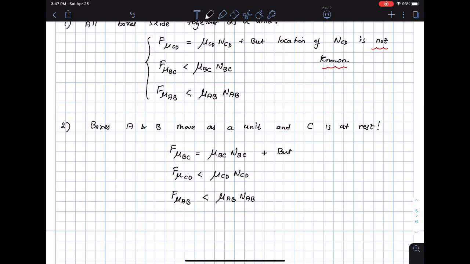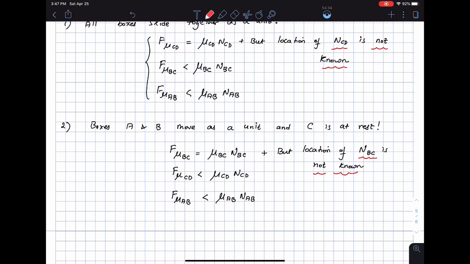but the location of N_BC is not known. That is an important thing, as we had seen in the previous case. The location of N_CD was not known in the previous case. Here the location of N_BC is not known.